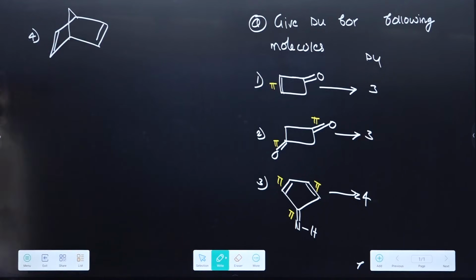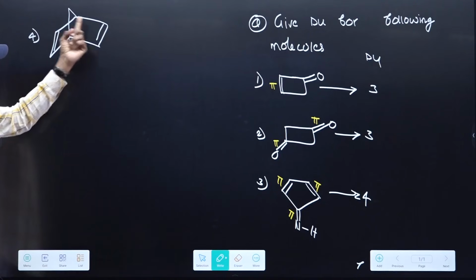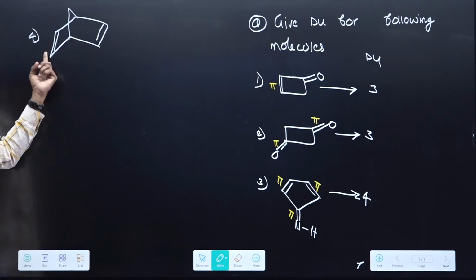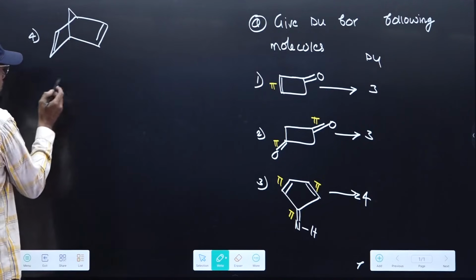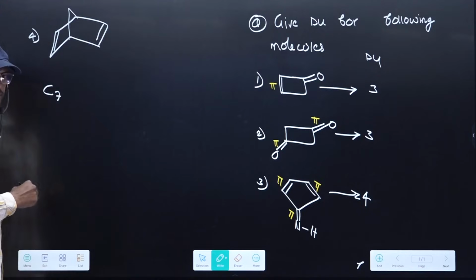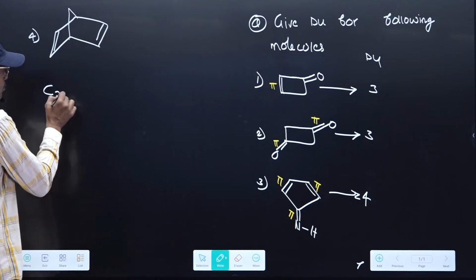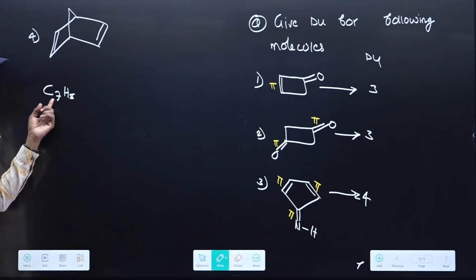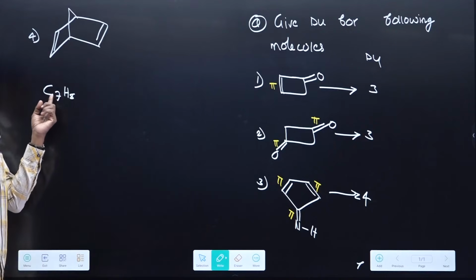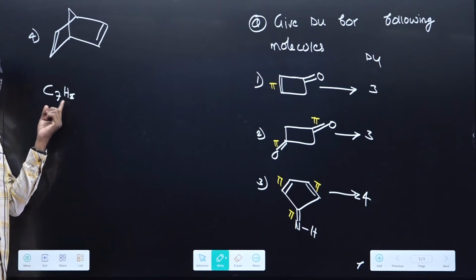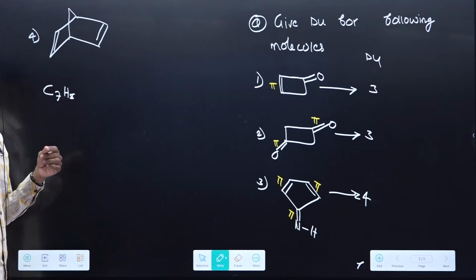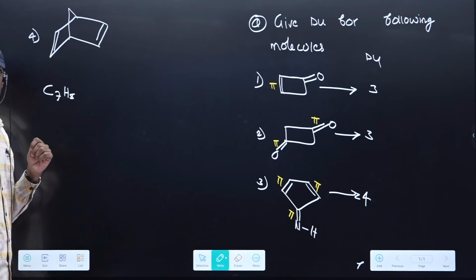Without the DU formula, how to calculate? Left side 1 double bond, right side 1 double bond, left side 1 ring, right side 1 ring. Total 4. 4 or not? DU 4. So suppose you apply the formula, is it C7? C7, how many hydrogens? 8. Double this number, 14. 14 plus 2, 16. 16 minus 8. 16 minus 8, 8 or not? 8 by 2, 4. That is a way of calculation.